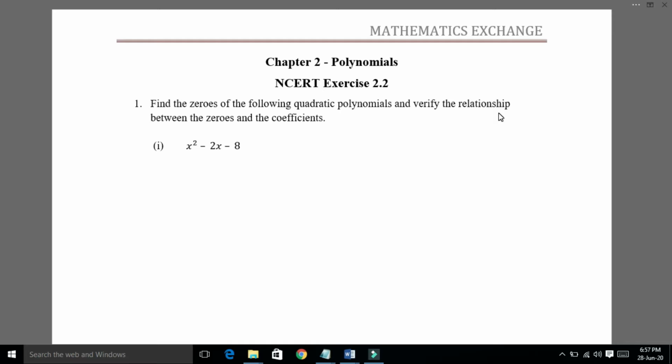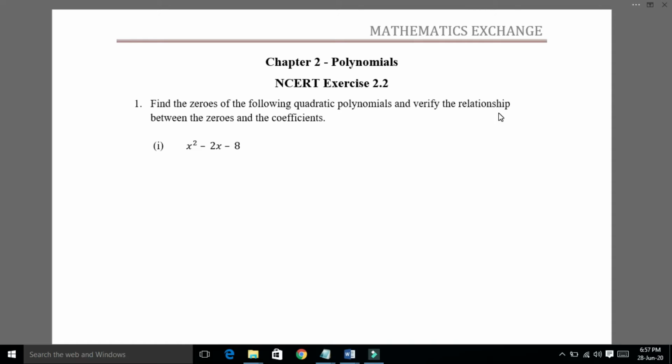This is part 2 of polynomial series of CBSE class 10. Before watching this video, I recommend you to watch my video on relationship between zeros and coefficient of polynomial. We see NCERT exercise 2.2 of chapter 2 of polynomial.